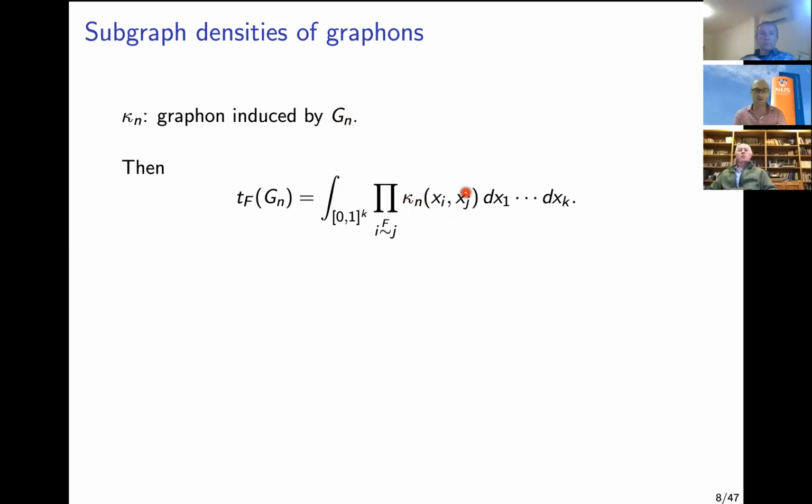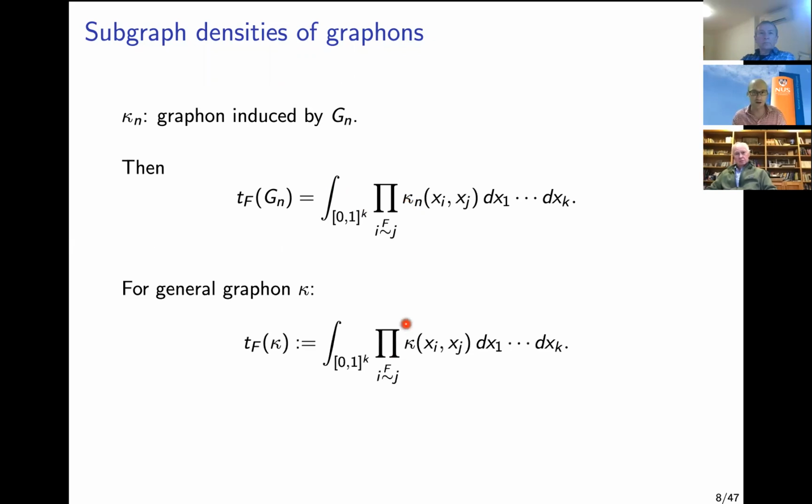Okay, so now the beauty of this is that we're not restricted that this kappa takes values 0 and 1. We can just plug in any function here. So any general graphon, we can plug it into this formula and get a value. And so that's the definition of the subgraph density for graphons, is just this. So you give me a graphon, a function from the unit square to 0, 1, and I can calculate this subgraph density, which is just an analytic object now, rather than a combinatorial object.